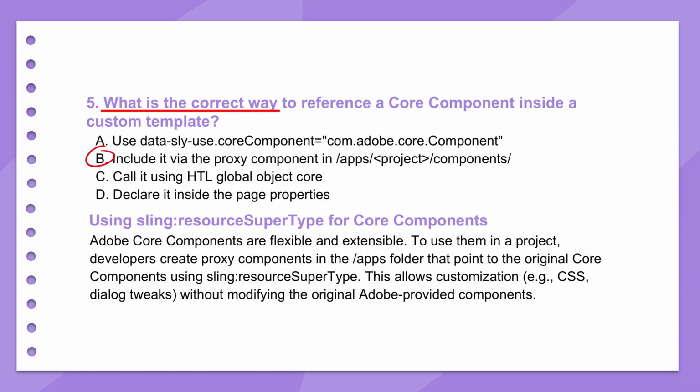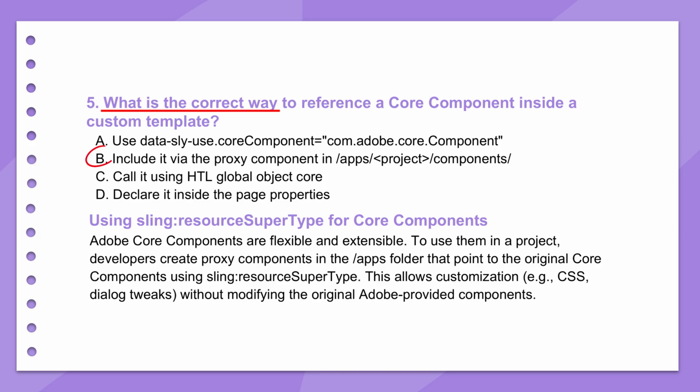Well, using these proxy components gives you a fantastic mix of flexibility and maintainability. It's actually pretty smart. Instead of pointing directly to a core component, say from libs in your template, you create this lightweight component in your own project's apps folder. Your own component that points to the core component. Exactly. It has a property, sling.resource supertype, that points to the core component you want to use. It acts like a proxy, right?